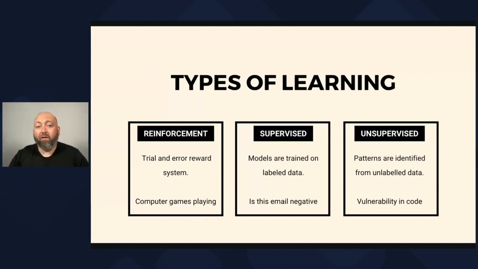What's the likelihood that it's spam or not spam, for example. And then finally, unsupervised is where you just give it a load of data and you say, find patterns in this mess. This is particularly good for finding vulnerabilities in code, for example.